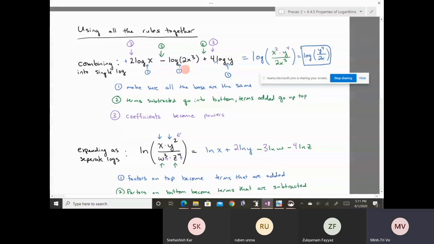And then the 2x cubed, that log is being subtracted. So subtraction turns to division. Right? So that's why terms that are being subtracted go into the denominator. So the 2x cubed goes into the denominator.